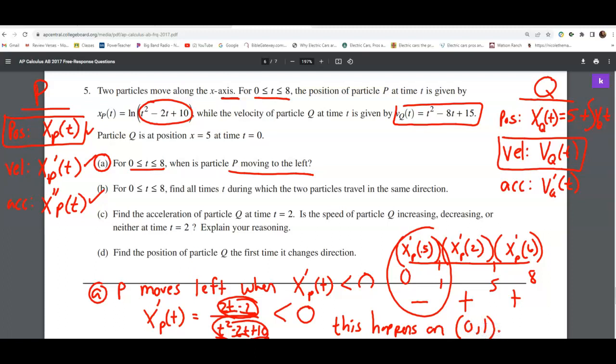And there we go. All right, so there you guys have it. P moves to the left when its velocity is negative. Here's its velocity. I did a number line test using the critical values to find out where the velocity is negative, and it's on the interval from 0 to 1. So that's when the particle is moving to the left.